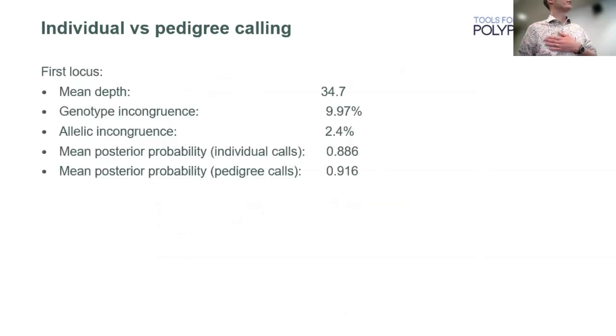So what I've done here is I've found a couple of examples with medium to lower sequencing depth. The first example has a mean depth among samples of 34. The genotype incongruence between the pedigree and non-pedigree analyses here was around 10%, and only 2.5% of that was genotypes that actually differed in their allelic constitution. The others were just dosage variation. The mean posterior probabilities improved from 0.88 to 0.91, what we would expect with a more informative prior.